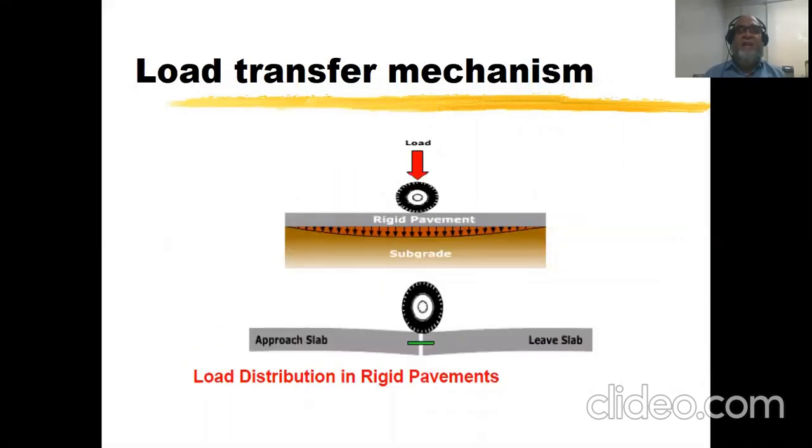Now, if you look at the load transfer mechanism of rigid pavement, you can see all the load is being taken care of by the rigid pavement because of its flexural strength, and the pressure bulb is somehow equally distributed. And this diagram shows why we need a dowel bar. If you don't have a dowel bar here, what would happen if the wheel comes to this point? This slab may have settled and this may have gone up. So what this dowel bar is doing is keeping the load distributed. That's why we need dowels in the joints.